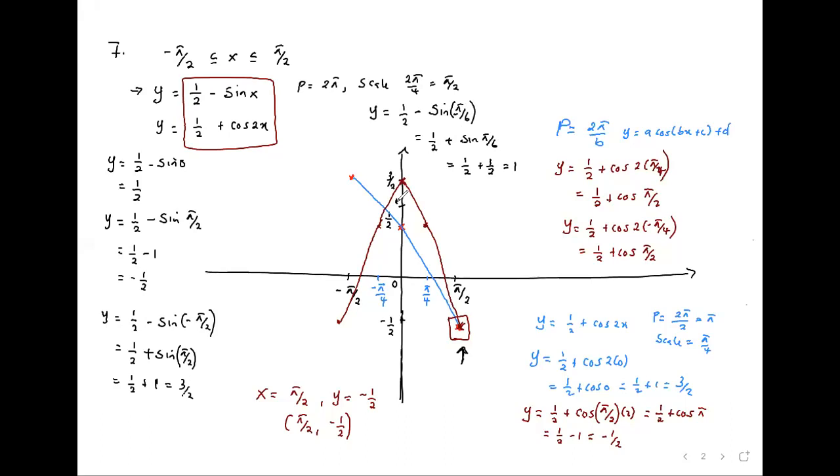Okay. Let's see if the second one also gives us 1. y is equal to half plus cos of 2 times negative pi over 6. So we have half plus cos pi over 3. Now what is cos pi over 3?